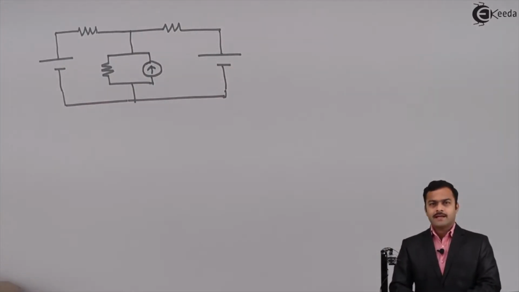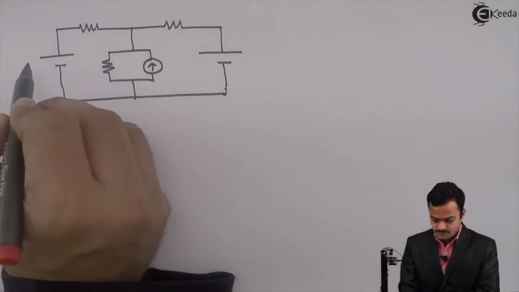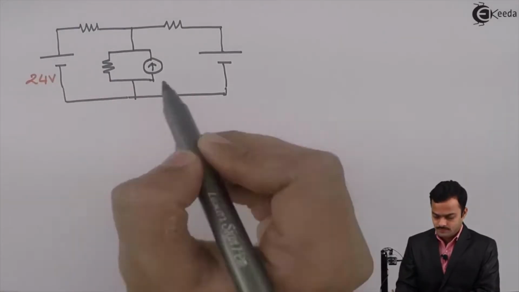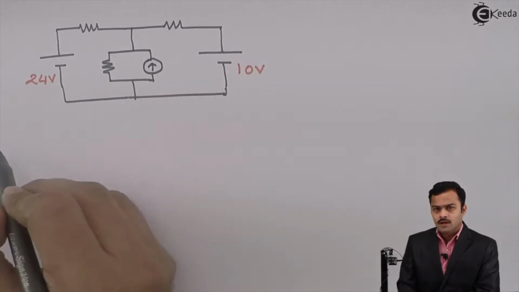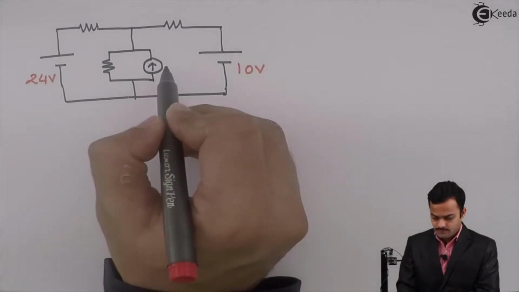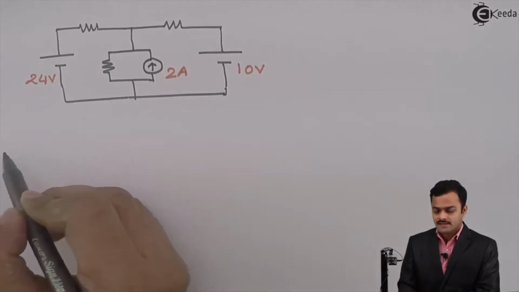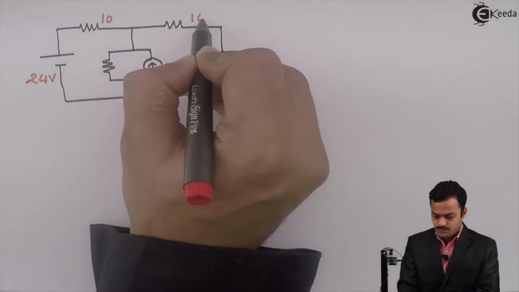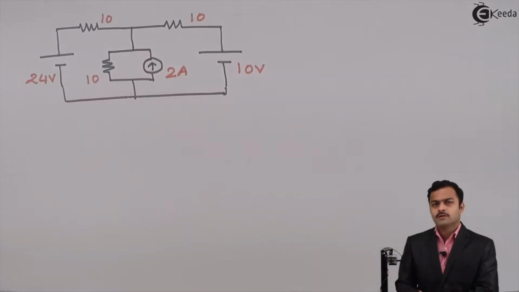So here I have taken a problem having two voltage sources of values 24 volt and 10 volt and a current source of value 2 ampere. Resistances are 10 ohm, this is also 10 ohm, and one more 10 ohm resistance is present.